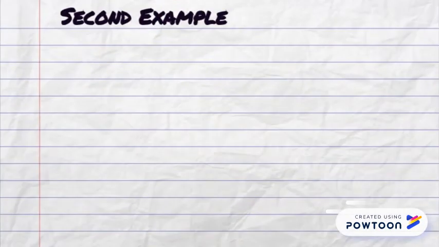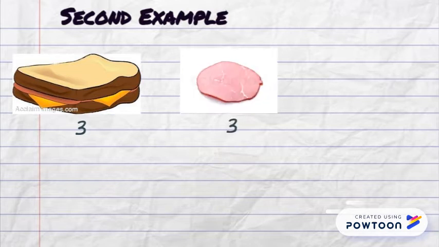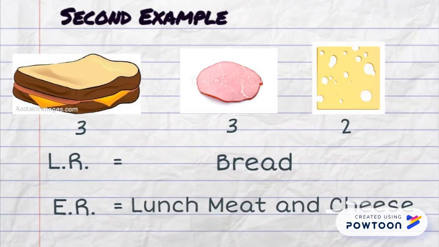If you think carefully, we come to this answer: 3 sandwiches, with excess of 3 pieces of lunch meat and 2 slices of cheese. Therefore, the limiting reactant is the bread and the excess reactant is the lunch meat and the slice of cheese.